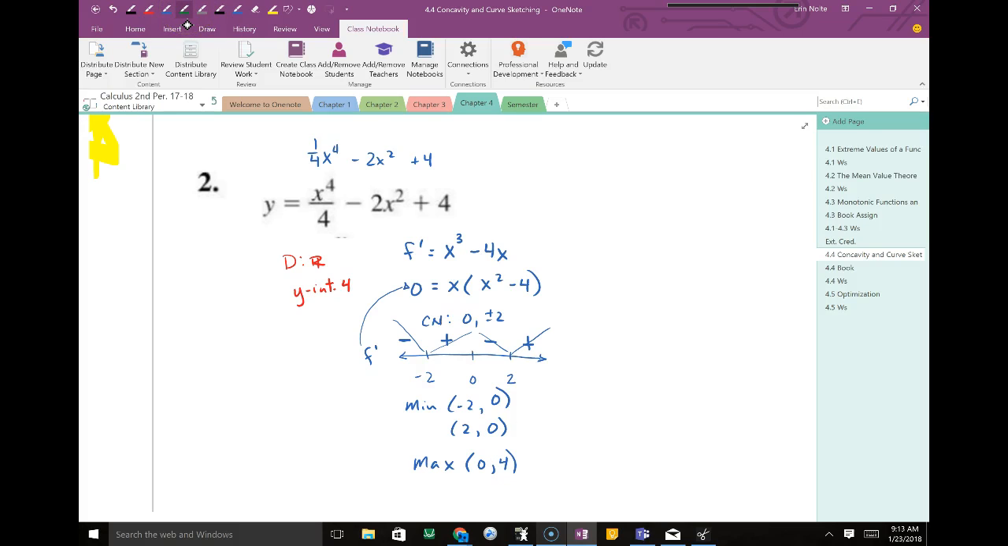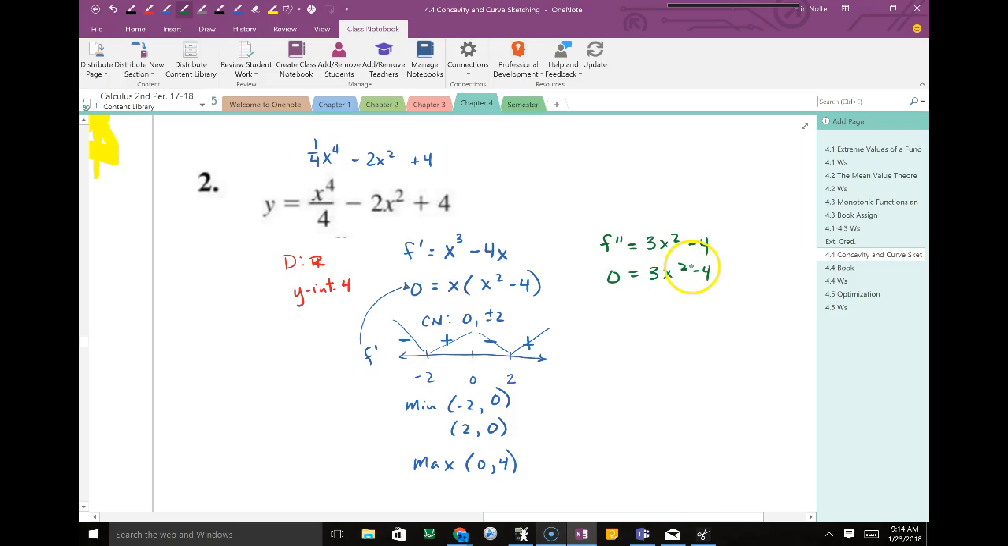Once I have my slope figured out, what's the next thing I want to analyze? My concavity. So now I'm going to take my second derivative and analyze the concavity. What's the second derivative? 3x squared minus 4. What am I going to do with that? Set it equal to 0.